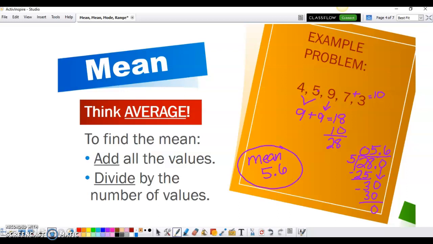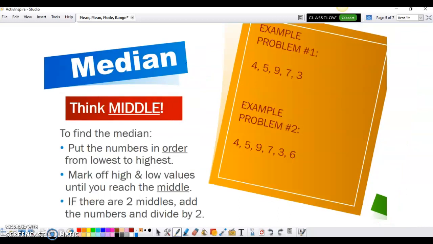Let's talk about median. I believe median's next. Okay. So anytime you hear median, I want you to think the word middle, okay? You're looking for that middle number in a data set. Okay, so to find the median, the first thing you have to do is put the numbers in order from lowest to highest or least to greatest. And then you'll mark off one high value and one low value until you reach the middle. And then if you happen to have two middle numbers, you're going to add those two and then divide by 2, okay? So I've given you one example of each.